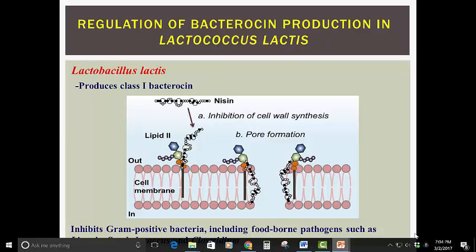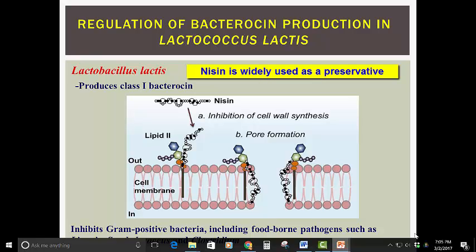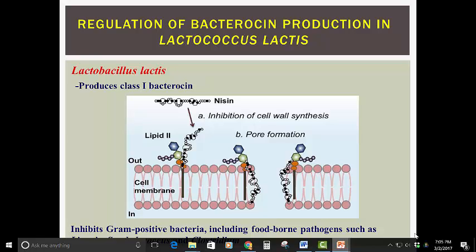Nisin is a natural antimicrobial agent with activity against a wide variety of gram-positive bacteria, including foodborne pathogens such as Listeria, Staphylococcus, and Clostridium. It is widely used in the food industry as a safe and natural preservative. Class 1 bacteriocins, such as nisin, have a dual mechanism in killing their target cells through inhibition of cell wall synthesis and pore formation.